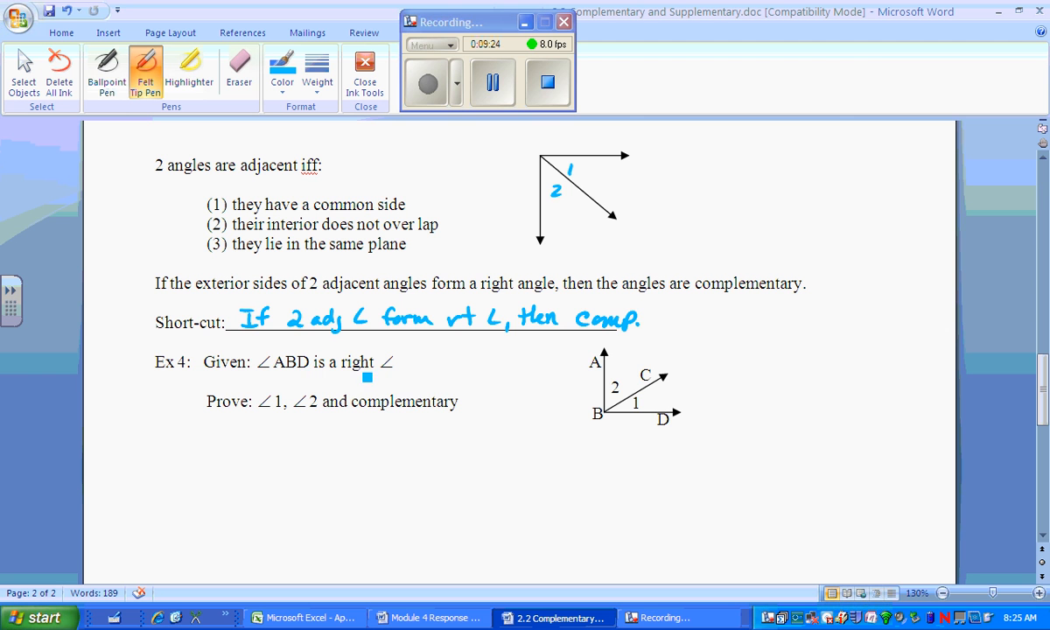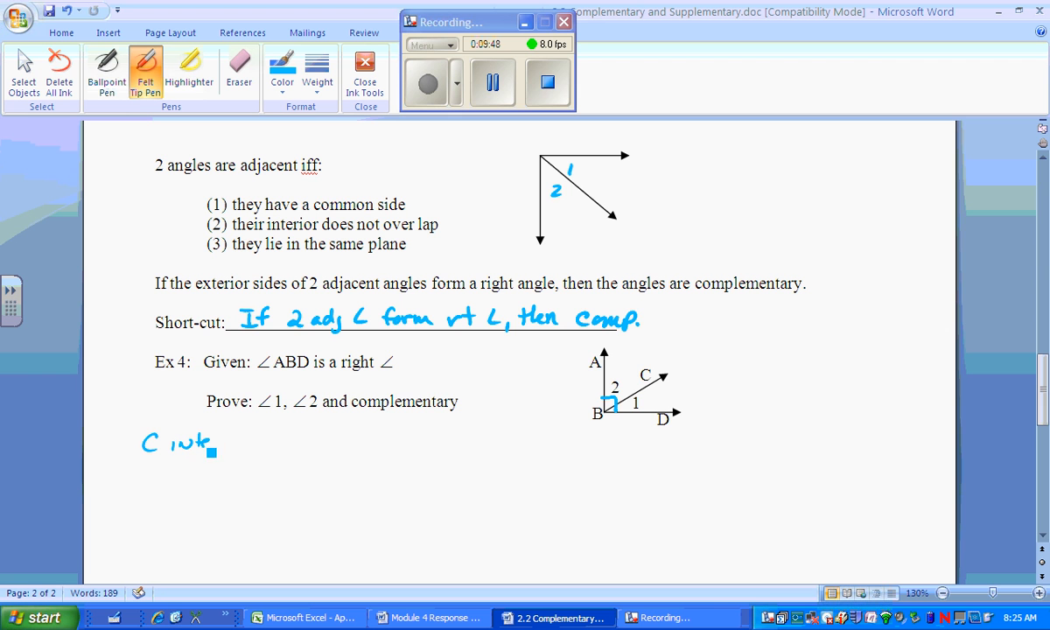So we know ABD is a right angle. We're trying to prove that 1 and 2 are complementary. So this ABD is a right angle. So what does that mean? That means that angle 1 and 2 have to add to equal our 90 degrees. And if 2 angles add to equal 90 degrees, they're going to be complementary. But we need to do that addition to be able to add those up.